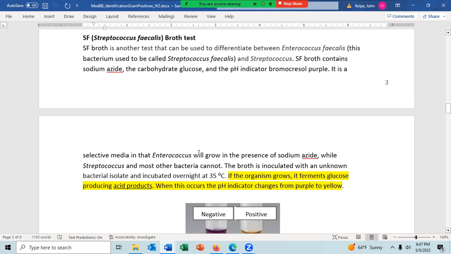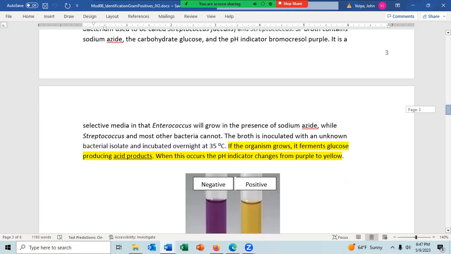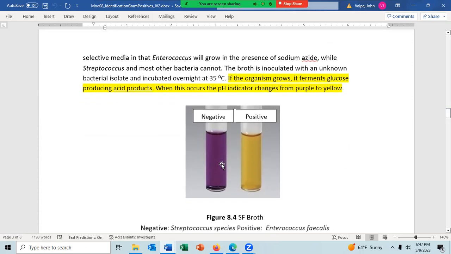If the organism can ferment the sugar, glucose, in the SF broth test, it will change the color from purple, which is SF broth negative, to yellowish, which is SF broth positive. And what happens is the glucose is metabolized, creating acids, which create a decrease in the pH, which makes the color yellow from the pH indicator. Any questions about any of that?